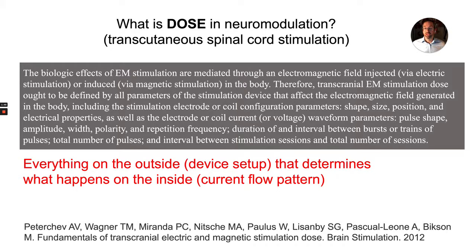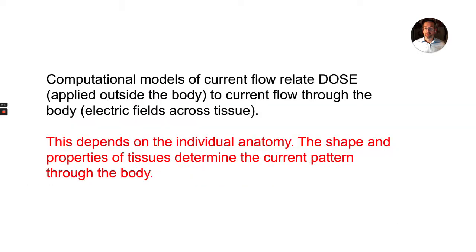So for electrical stimulation, these would be things like electrode size, electrode placement, the waveform that is applied to an electrode, or in the case of multiple electrodes, to different electrodes, the intensity, and so on. So this is the dose, and this is really what we must control in order to do reproducible neuromodulation research and treatment. Now, what do computational models of current flow do? They relate the dose of stimulation, which is something that is outside, with the resulting current flow inside the body. So they relate dose on the outside with resulting current flow on the inside.